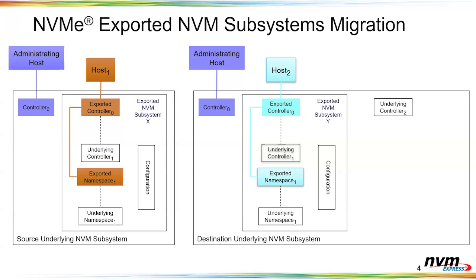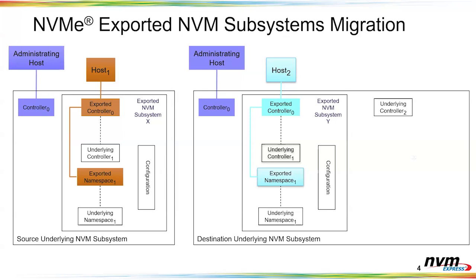We're going to go ahead and build a new exported NVM subsystem in there for this migration. One of the things that's important for this presentation is if you look at the underlying controller and the underlying namespaces in both the source and destination, they are the same. And that is done on purpose to show the reason why we need to allow the host to set the identifier values for the exported entities.